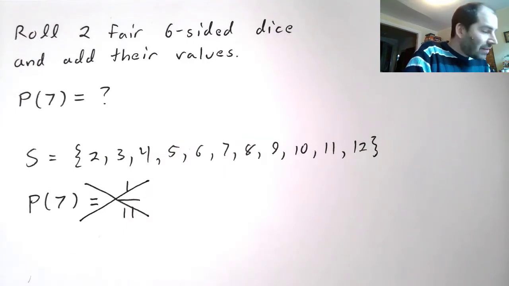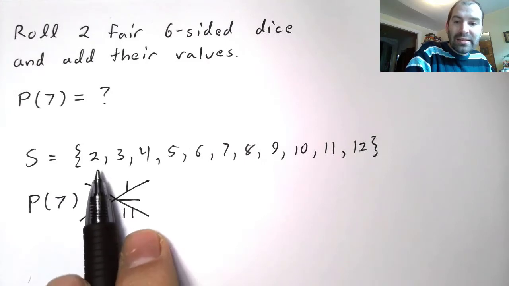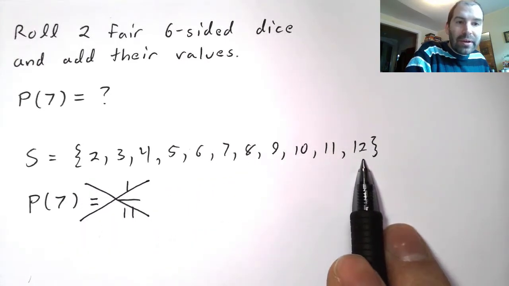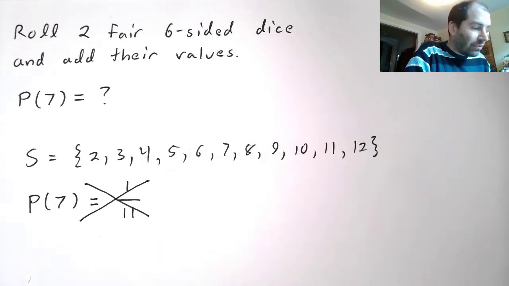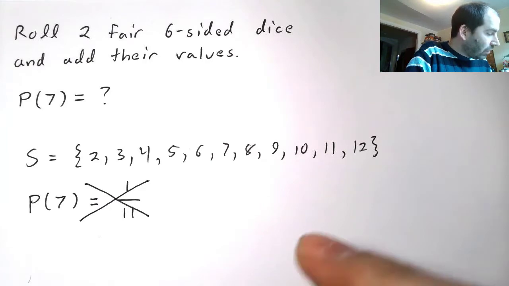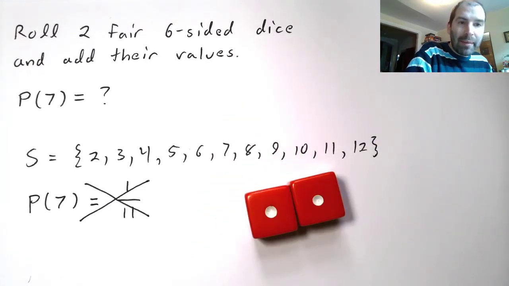And the reason that's not the right answer is because the method that we're using here depends on all these outcomes being equally likely. But they're not equally likely. For instance, how many ways can I roll a 2? Well, the only way I can get a 2 is by rolling a 1 and a 1. There's only one way that can happen. So a 2 is not very likely.